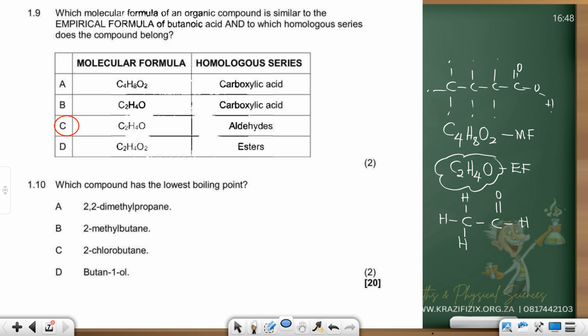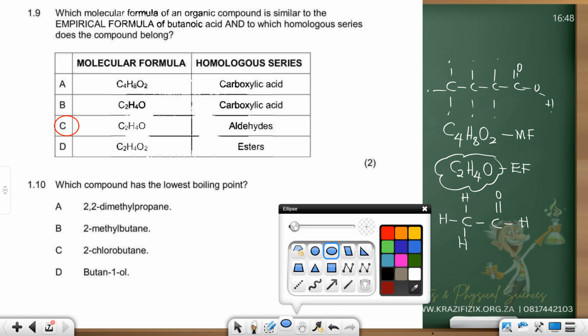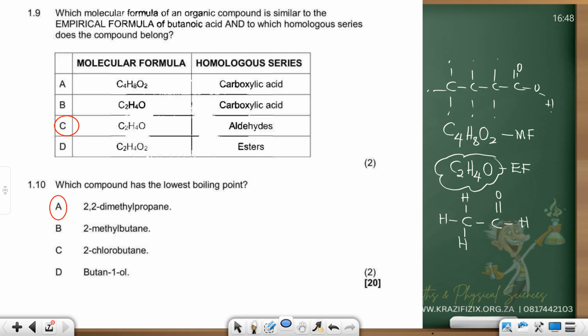Which compound has the lowest boiling point? Definitely we should know that the more side chains it has, the lower its boiling point. And the one that has more side chains is actually A. You can see it has 2,2-dimethyl. The chain is shorter and it has more side chains. So it has the lowest boiling point, but the highest vapor pressure.